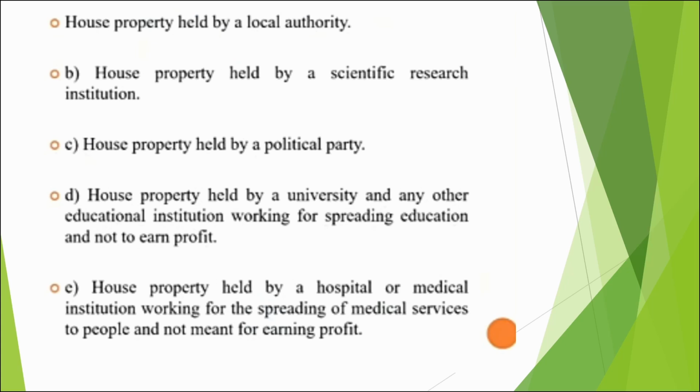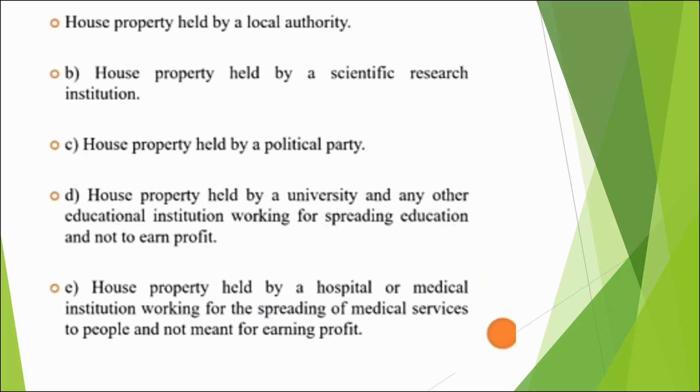Next, income from house property held by the following shall also be exempted: house property held by a local authority, a scientific research institution, a political party, a university and any other educational institution working for spreading education and not to earn profit, and a hospital or medical institution working for spreading medical services to the people and not meant for earning profit. So these are also exempted incomes, and other exempted incomes are also there.